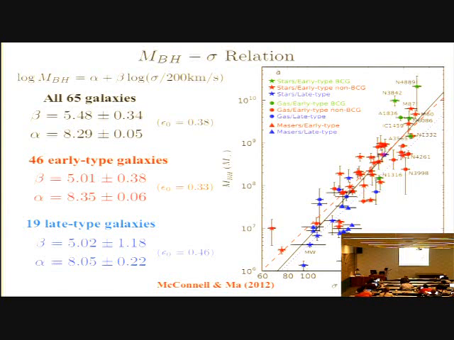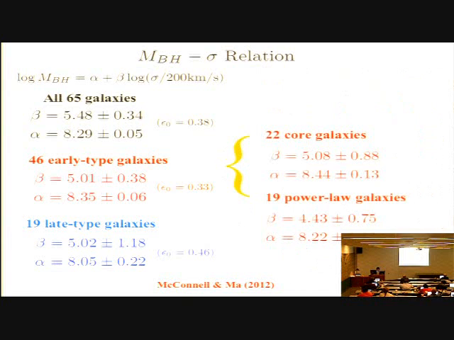Okay. And this epsilon 0 here indicates the intrinsic scatter in the relation, and like everybody, we're getting about 0.3 to 0.4, the intrinsic scatter. I'll return to that in a second. Okay, the intrinsic scatter is not very different for different types.